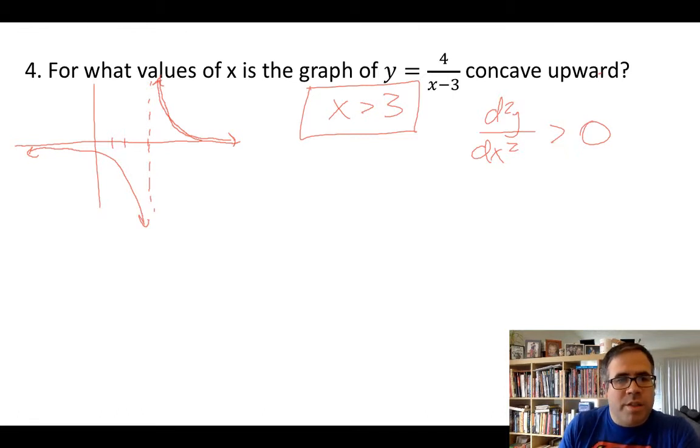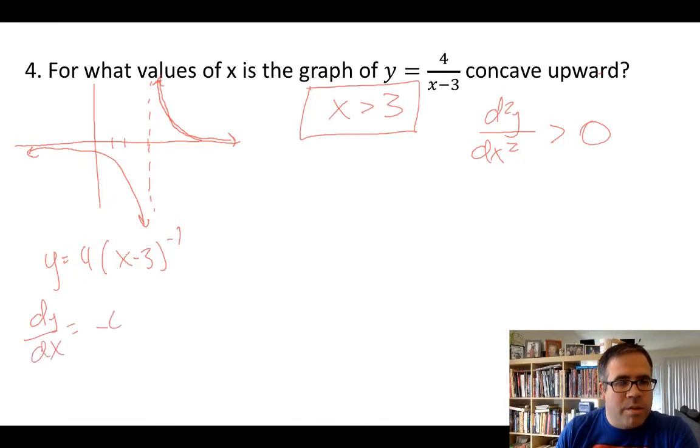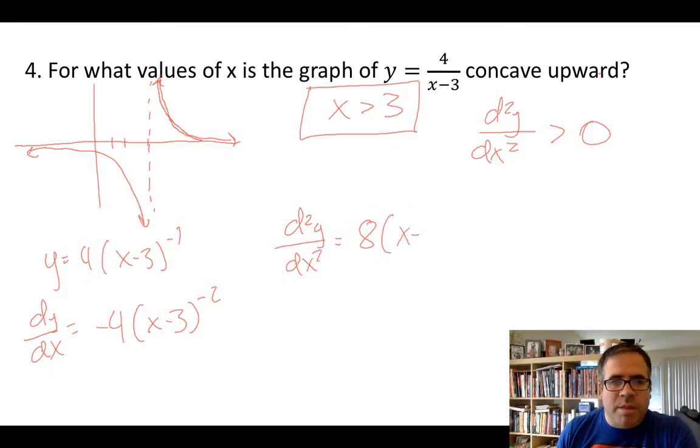So we're going to have to take the derivative. We look at this function, y equals 4 over x minus 3, and change that to y equals 4 times x minus 3 to the negative first. Then use the power rule. That means that dy dx equals negative 4 times x minus 3 to the negative second. And it means that the second derivative of y in terms of x is equal to 8 times x minus 3 to the negative third. All right.